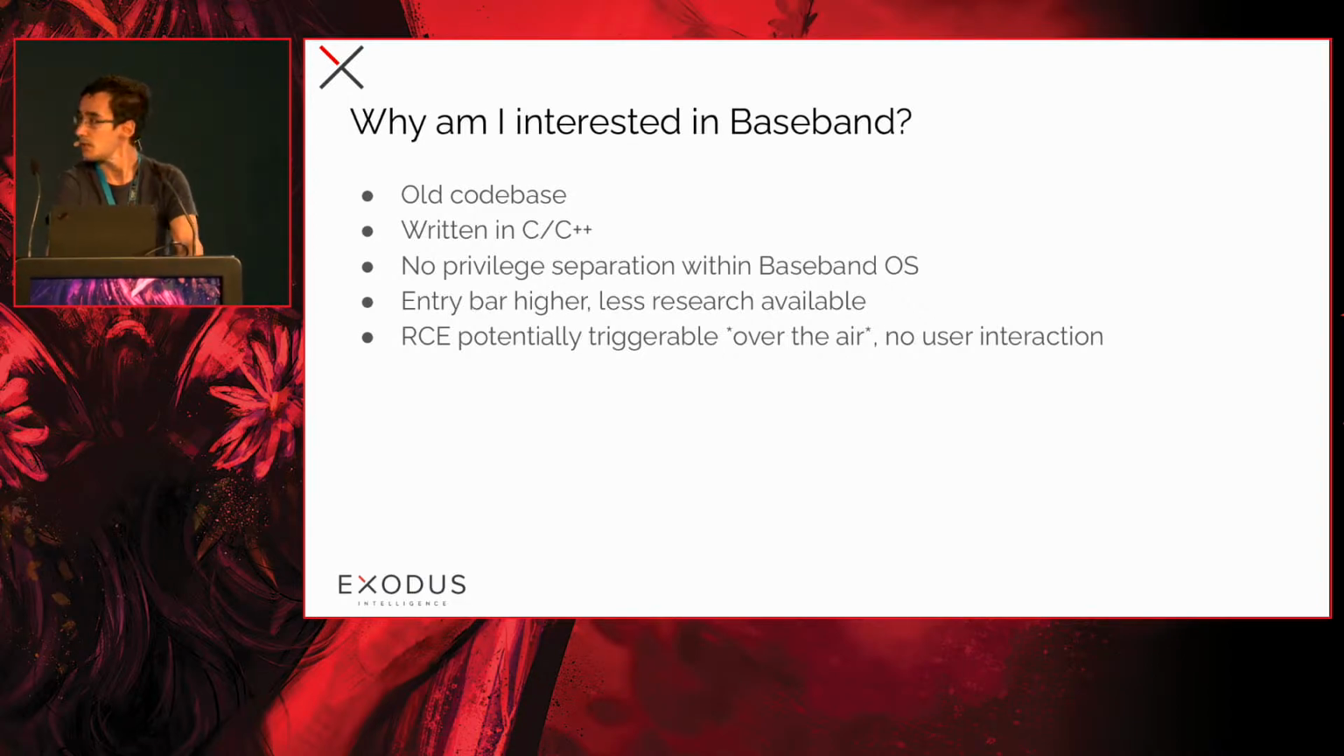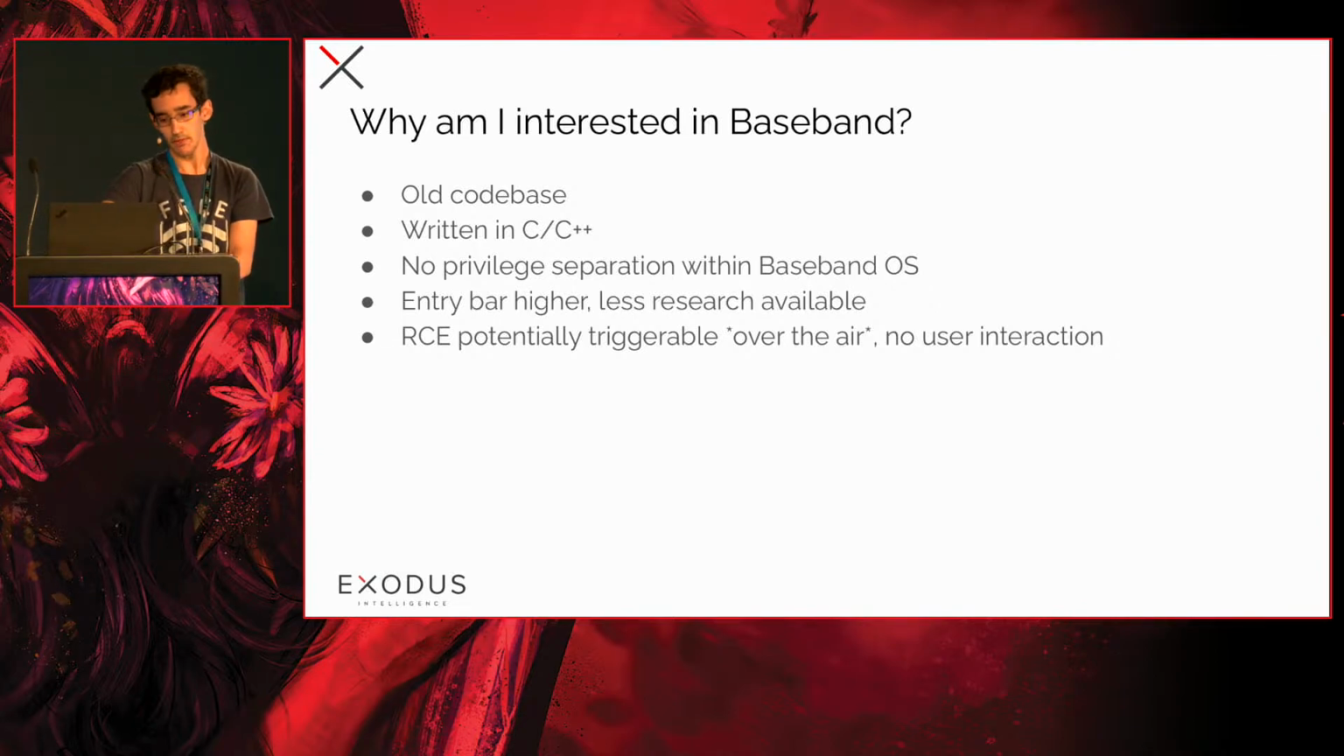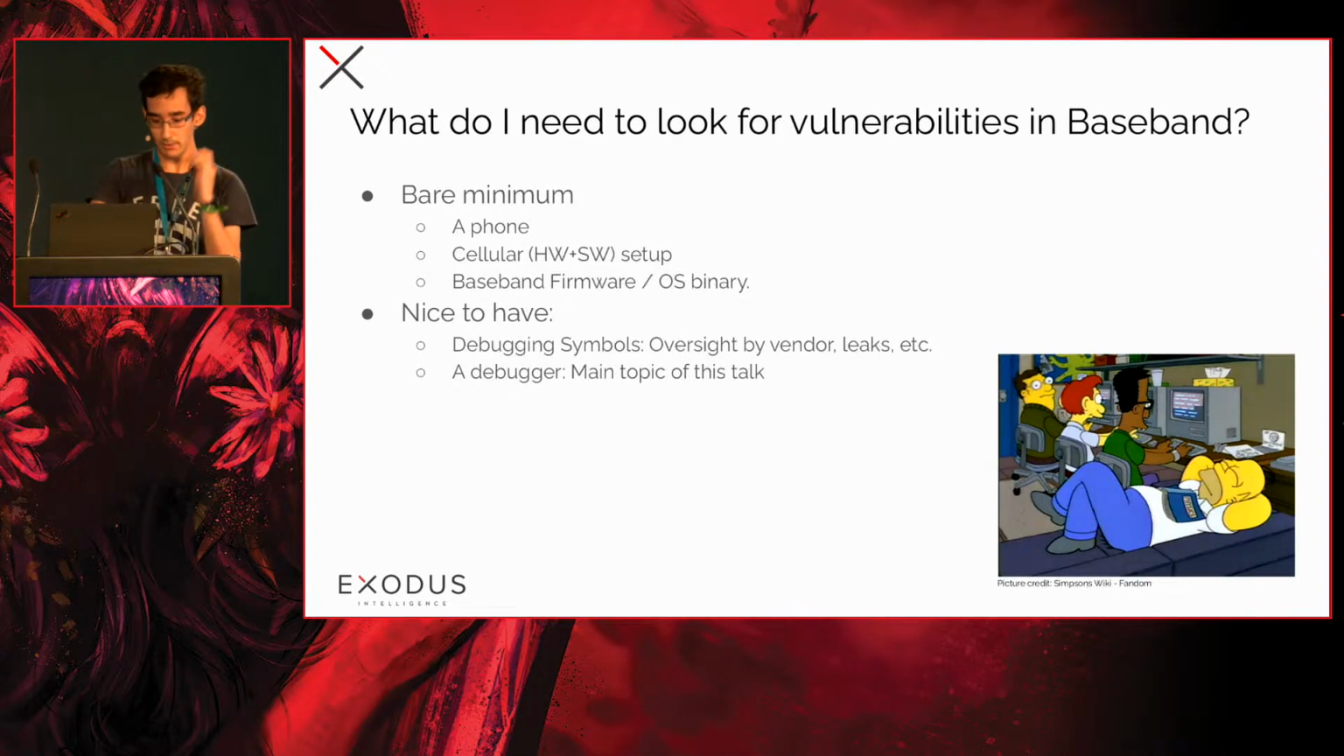In this case, for the HTC-1 M9, I found that in the baseband there is no privilege separation whatsoever in the baseband OS. However, the entry bar is higher, as you do need some hardware. And this actually means that there is less research available on the topic. On top of that, most interestingly, this offers the possibility of triggering remote code execution over the air without any user interaction whatsoever.